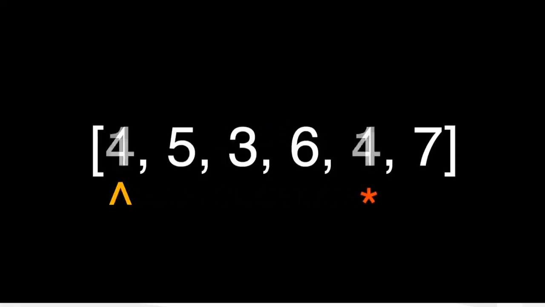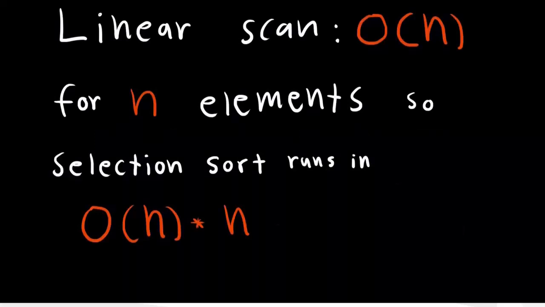You have one pointer at the start of the list and another pointer that does a linear scan to find the next minimum element. Then you swap those elements and increment the pointer. Since you're doing a linear scan for every element in the collection, this runs in O of n squared.